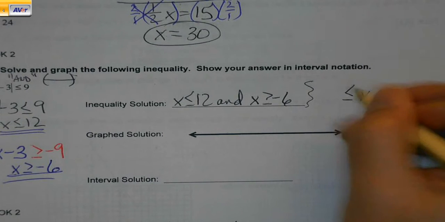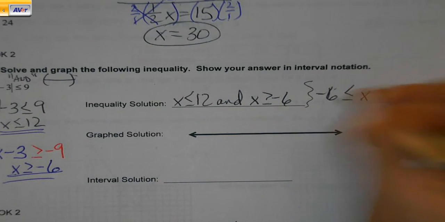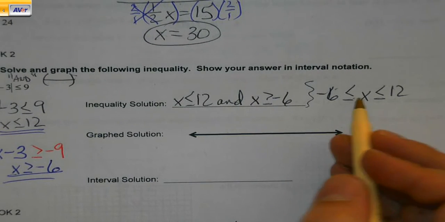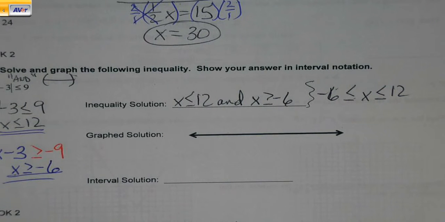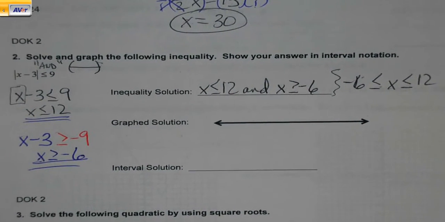x is greater than or equal to -6, but less than or equal to 12. Those say the same thing. So I'm absolutely fine with you writing it either way, whichever way you think you can remember. But I've got to get the and in there if I'm going to write it as 2 separate ones.